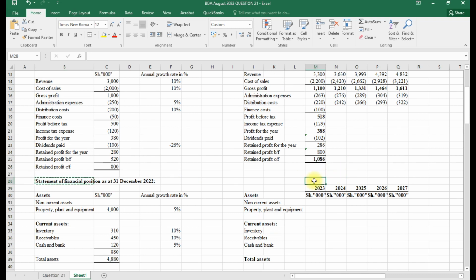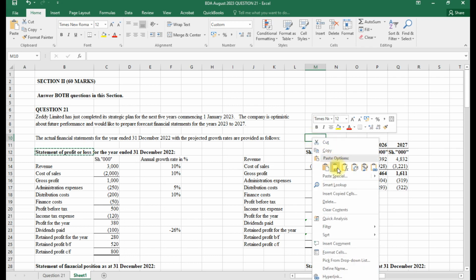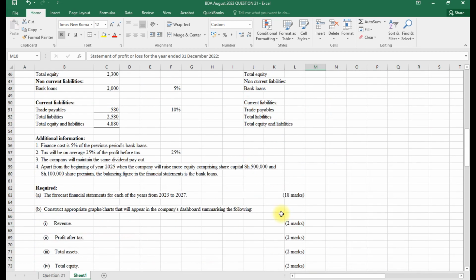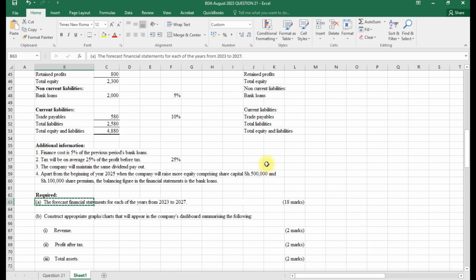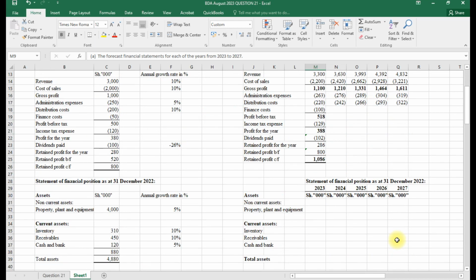So this is a forecasted statement of financial position, and this one is statement of profit or loss. Remember, all of them fall under what we are calling the forecasted financial statement. Yeah, forecasted financial statement, that way. So, statement of financial position.